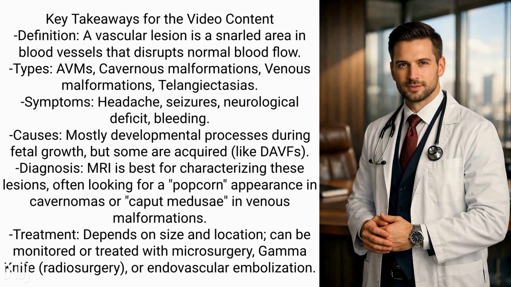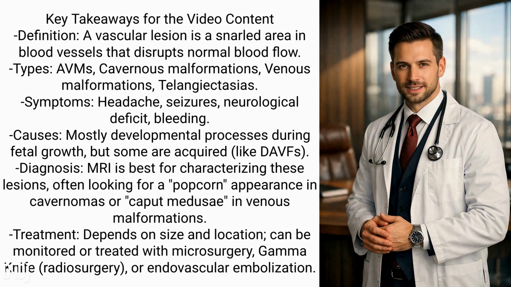Key takeaways for the video content. Definition: a vascular lesion is a snarled area in blood vessels that disrupts normal blood flow. Types: AVMs, cavernous malformations, venous malformations, telangiectasias. Symptoms: headache, seizures, neurological deficit, bleeding. Causes: mostly developmental processes during fetal growth, but some are acquired, like DAVFs.